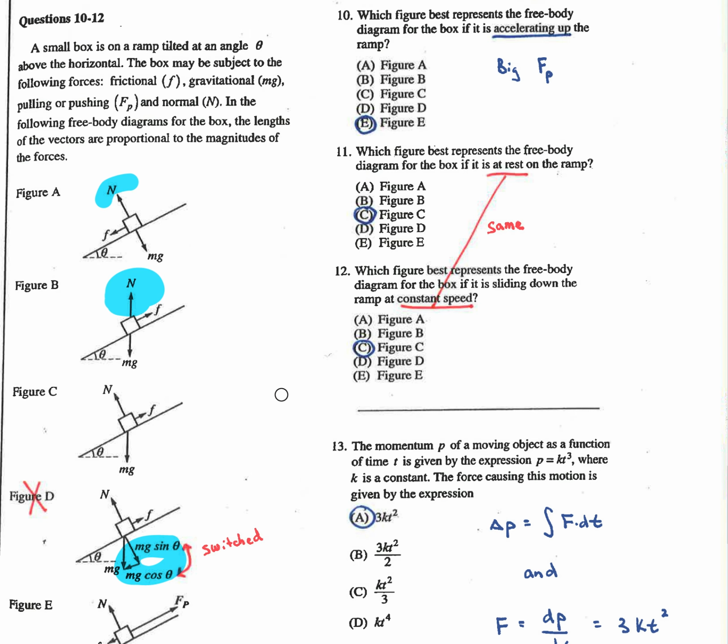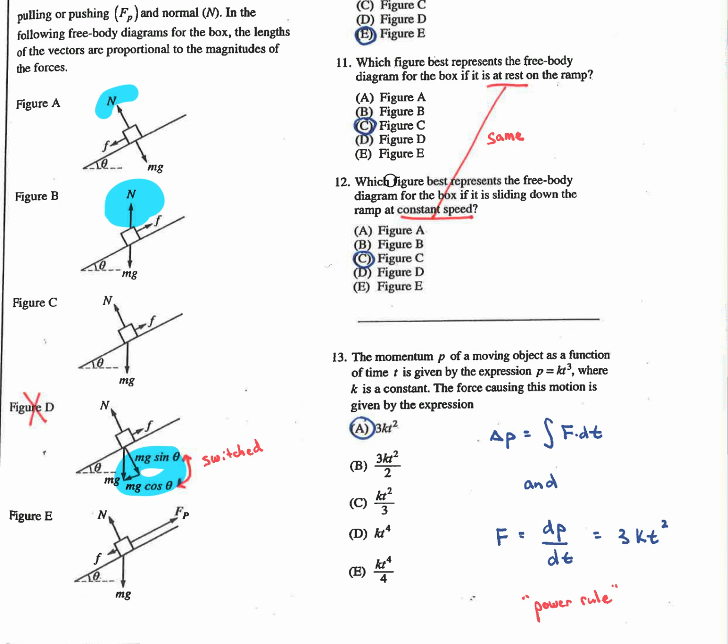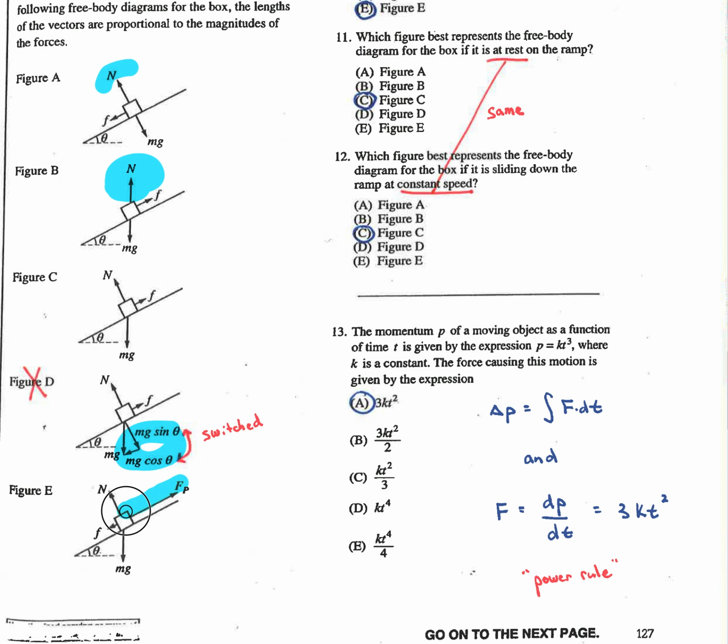Okay, now let's look back here. Which figure best represents if it's accelerating up the ramp? Well, if it's got to be going up the ramp, dude, we got to have some big force that's pulling up the ramp that beats friction and gravity down the ramp. Okay, so we get E. And then these are tricks.